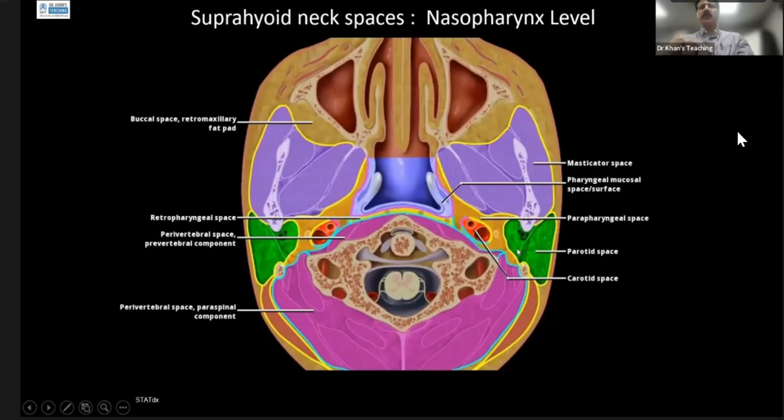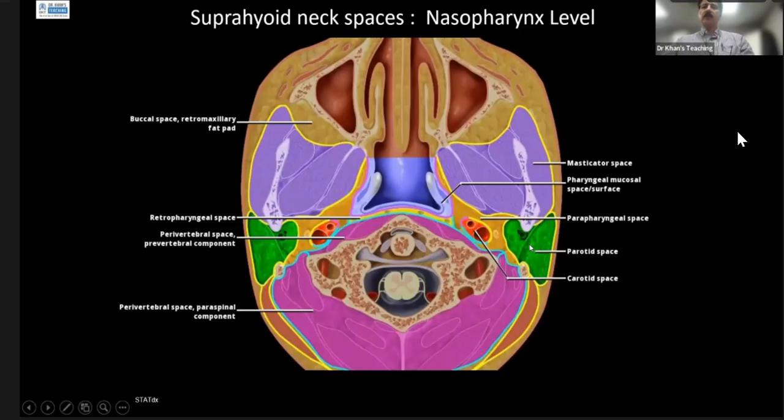So this thing here is your parotid space, and parotid space, as I told you, will be just inferior to the temporal bone. And what happens is that the facial nerve passes through the stylomastoid foramen, which we are going to learn today, and then goes into the parotid gland. And here it divides into its terminal branches.